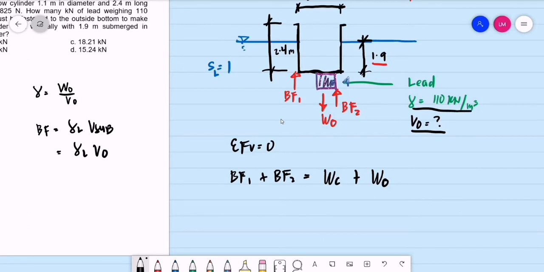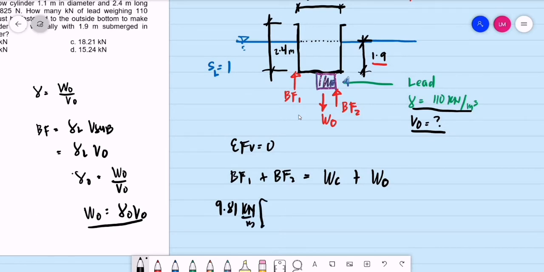So how do we compute for the volume of the object? Again, gamma, or the unit weight of the object, is equal to the weight of the object divided by the volume of the object. We can have the weight of the object as the unit weight of the object multiplied by its volume. Buoyant force number 1, that is the buoyant force against the cylinder. Take note, the submerged depth is only 1.9 meters. That is the unit weight of water, unit weight of liquid, 9.81 kilonewtons per cubic meter.